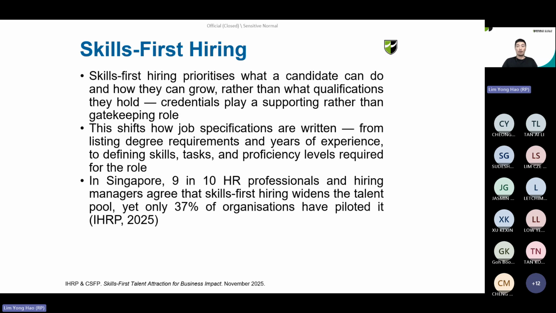So like for polytechnic lecturers, I don't know how useful this is. Okay, so don't quote me lah. It's my own personal opinion.